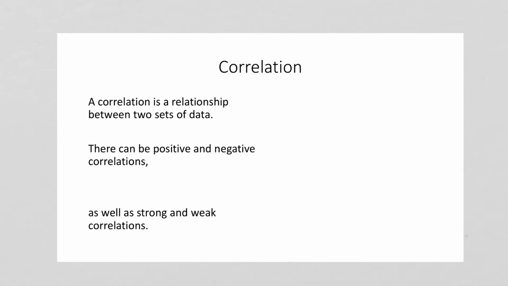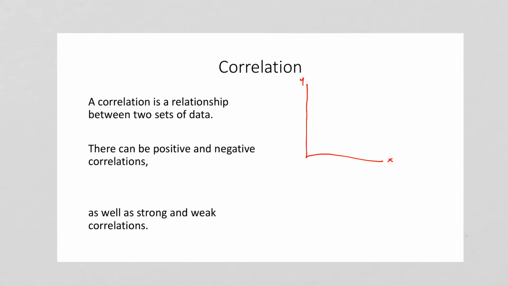Often in science, we will plot graphs that have two axes, so an x-axis and a y-axis. And that's what we're talking about when we say our two sets of data. We're plotting two things against each other. There can be positive and negative correlations.